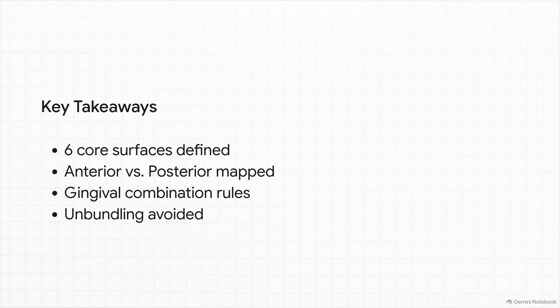Today, we defined the 6 core surfaces: facial, lingual, mesial, distal, incisal, and occlusal. We mapped out exactly how anterior surface codes differ from posterior surface codes. We completely mastered the gingival combination rule and the FB redundancy rule, making sure we never overcount surfaces. And finally, we learned exactly how to bundle multi-surface restorations to completely avoid those messy unbundling violations.